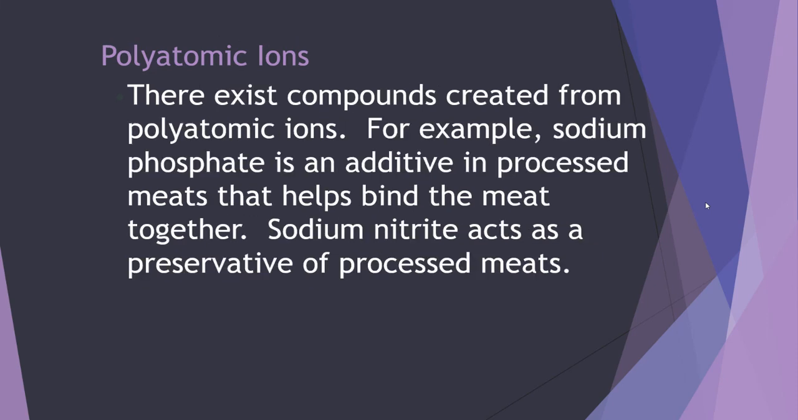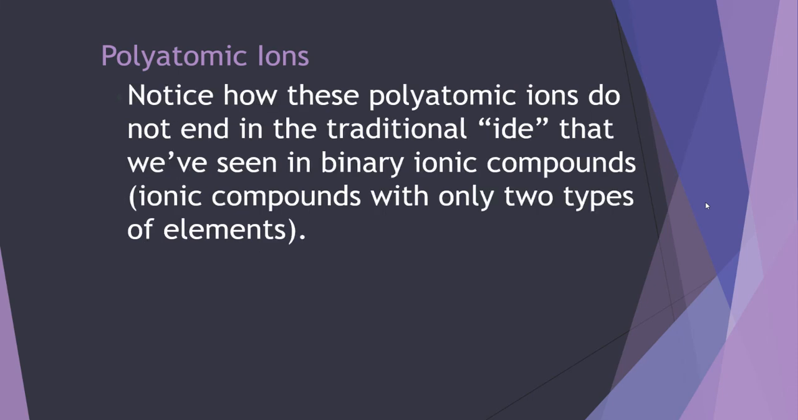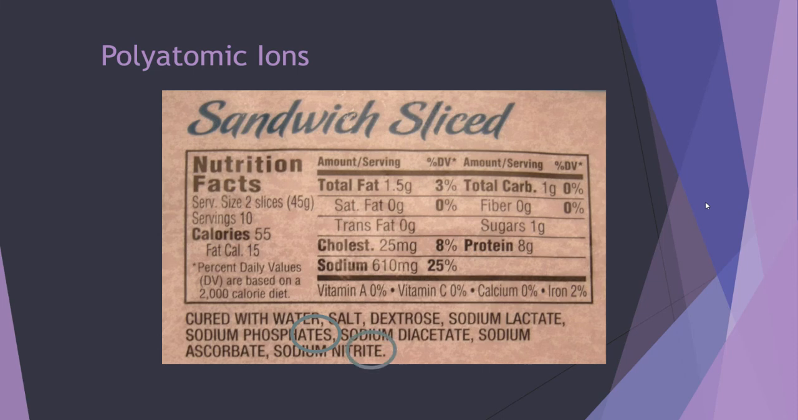So there exist compounds created from polyatomic ions. For example, sodium phosphate is an additive in processed meats that helps bind meat together. Sodium nitrite acts as a preservative in processed meats. So notice how these polyatomic ions do not end in the traditional -ide that we've already seen in binary ionic compounds. Remember, binary means that they only have 2 types of elements. So here we have an example where we can see the phosphate and the nitrite in this sliced bread.